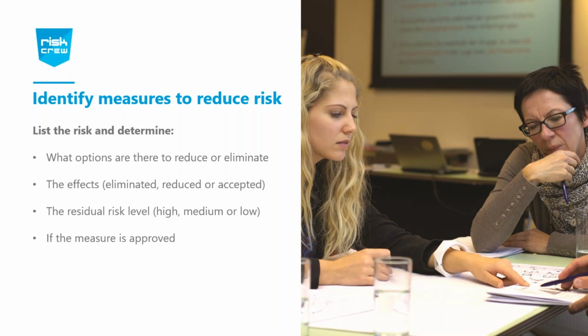Now the residual risk level, is it high, medium, or low? And then, is the safety measure you've put in place an approved measure or is it not? Usually what we're looking for is a measure that you've brought about and it has been approved. But here you have to state that the measure you have brought about actually has been approved.